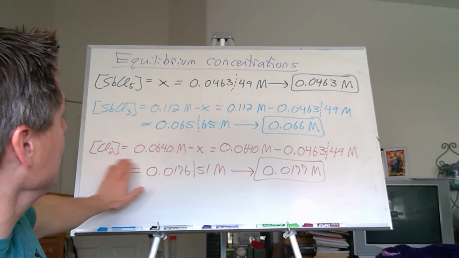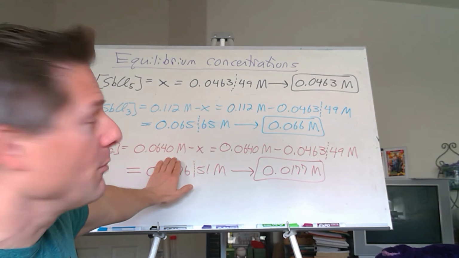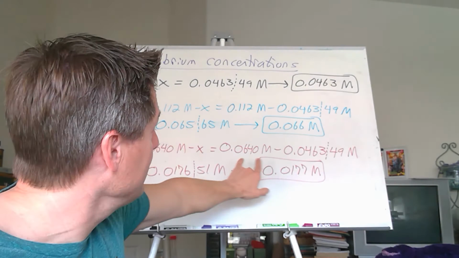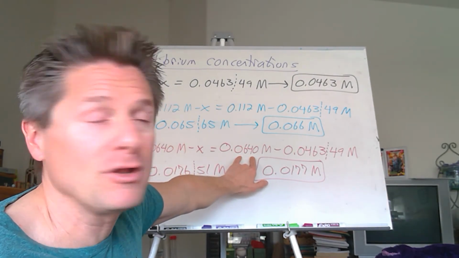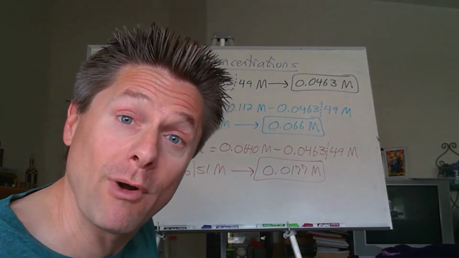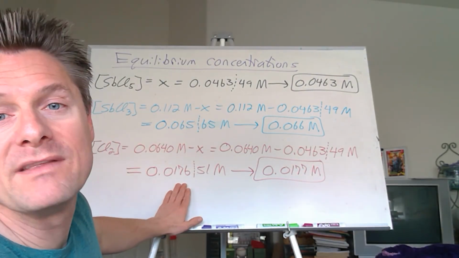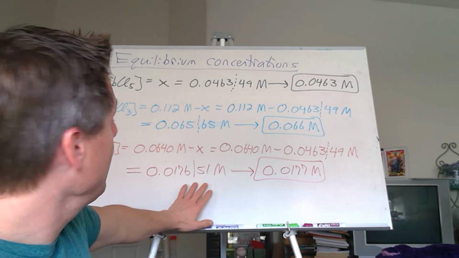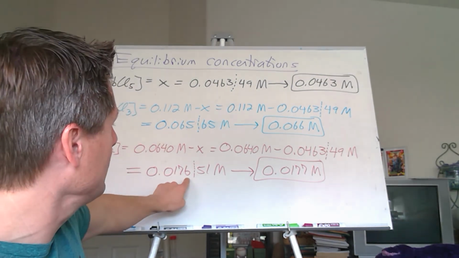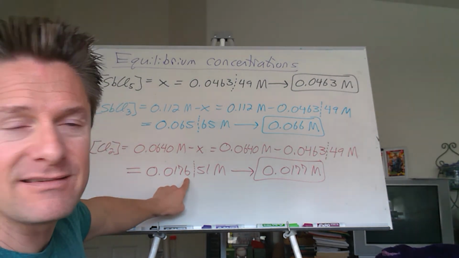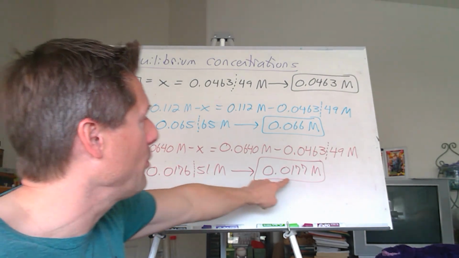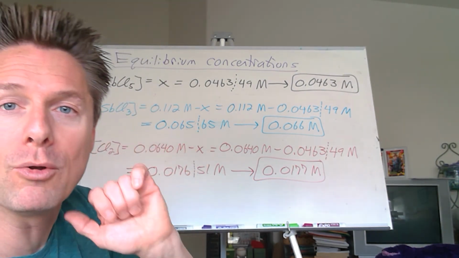Now for the chlorine gas, we take the initial amount, 0.0640 molar minus x. This is also a subtraction, so we're limited by fewest decimal places. We've got 4 decimal places in our initial amount, 4 decimal places in our value of x, so our answer will be good to 4 decimal places. We get 0.017651, good to 4 decimals, and since that's 5.1, it's slightly closer to 0.0177 than it is to 0.0176. It's really, really close, right? So it's going to round up to 0.0177 molar.